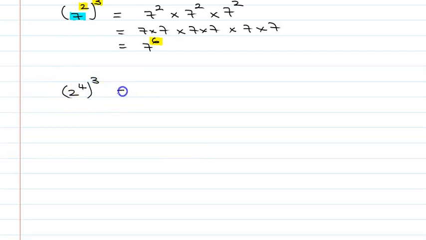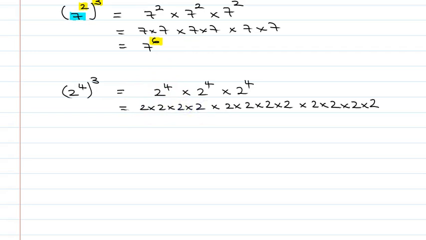Okay, so I'm going to do the same. I'm going to write it out in factor form. So 2 to the power 4, I'm cubing. So I'm going to multiply that by itself 3 times. There we go. Now, each of these is obviously 2 times 2 times 2 times 2, which will take me a little bit of time to write out. So I'm just going to pause the video while I write that. There you go. And we can see there, if we count all these 2's, we actually have 2 to the power 12.